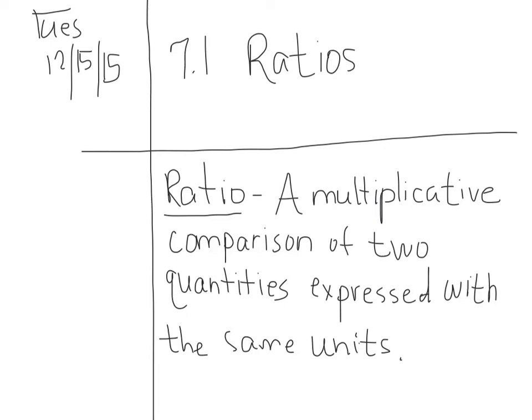So begin your notes for 7.1 ratios this way, and I hope you can read it because I didn't type it this time. But the title is simply 7.1 ratios. Make sure whatever the date is that you're watching it, you put it on there. And then I want you to write this definition for ratio: a multiplicative comparison of two quantities expressed with the same units.